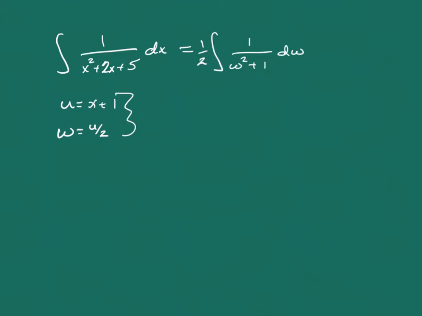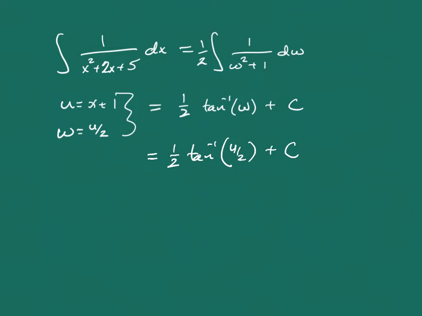And so what we have in this case is that our original integral 1 over x squared plus 2x plus 5 is equal to 1/2 the integral of 1 over w squared plus 1 dw, where we had made the substitution that u was going to be x plus 1 and w was going to be u over 2. And so what this gives us is 1/2 the arctangent of w plus our arbitrary constant, and then going back to u, 1/2 arctangent of u over 2 plus c.